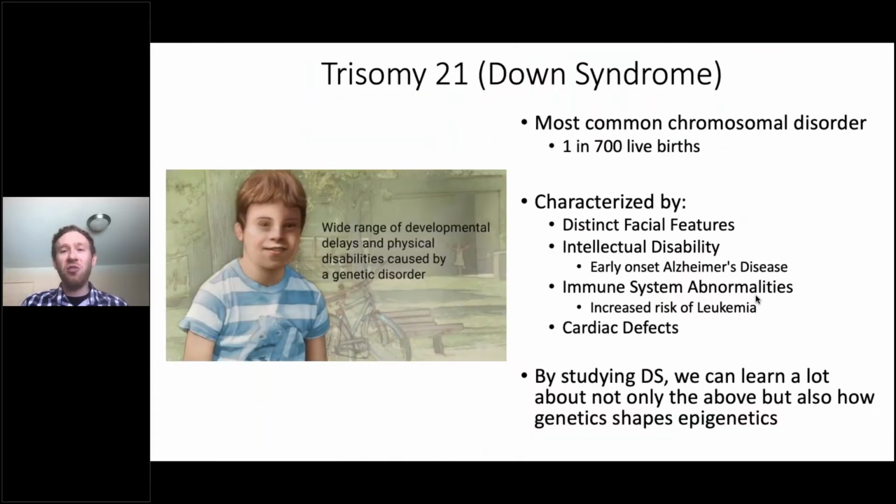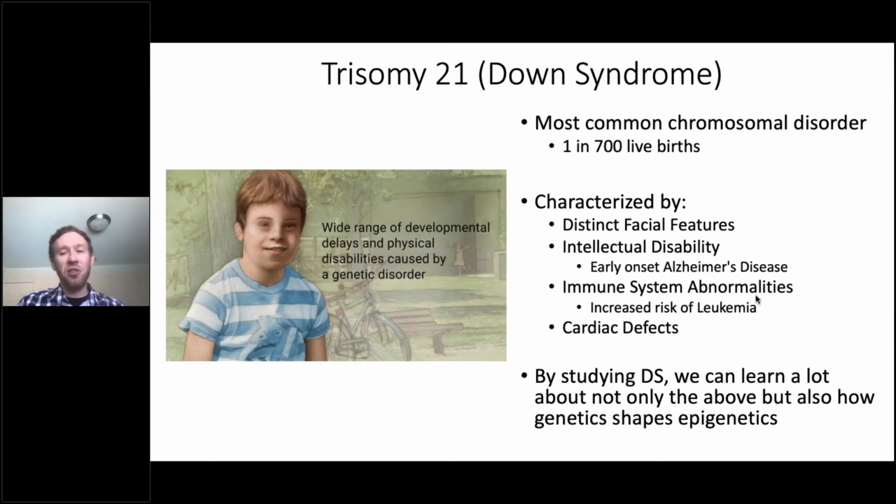Down syndrome, or trisomy 21, is the most common chromosomal disorder. It's characterized by distinct facial features, intellectual disability, as well as early onset Alzheimer's disease. There's also immune system abnormalities that result in an increased risk for leukemia, but also a decreased risk for solid tumors, as well as cardiac defects.